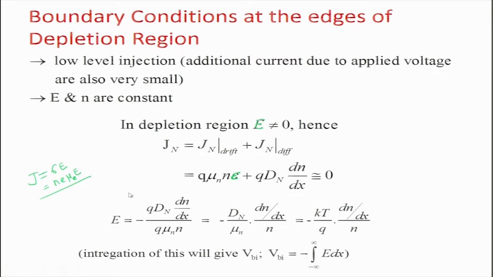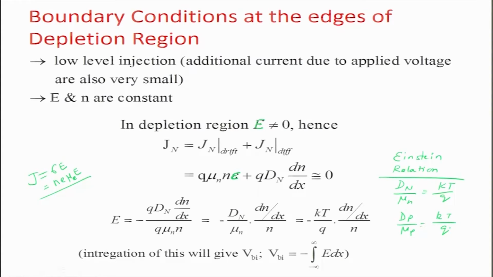So, here we can calculate what the electric field is. The electric field is going to be equal to minus q Dn dn by dx divided by q mu n n, right. From this equation we can find the electric field, and Dn by mu n, there is something called the Einstein relation, which we have not derived, but it is simple to derive at equilibrium. At equilibrium, Dn by mu n is equal to kT by q. Similarly, Dp by mu p is equal to kT by q.